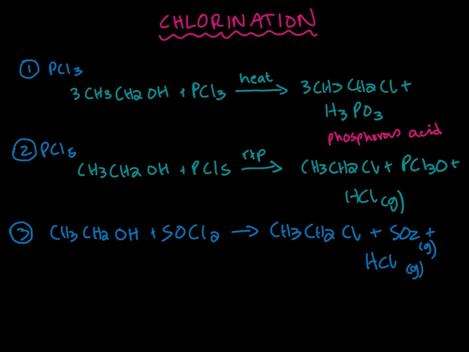The next reaction that you have is with PCl5. So in this case, you are also going to get the same alkyl halide. Then you're going to get phosphorus trichloride oxide, and you're also going to get white fumes of HCl. And you can use this reaction as a test because you're going to see an observation, which is white fumes.